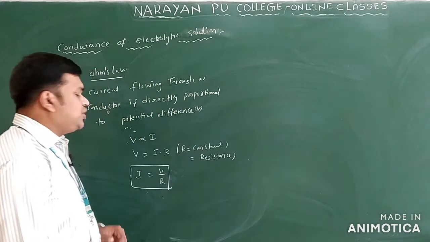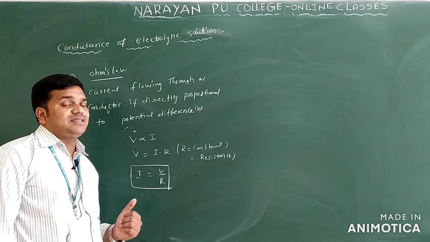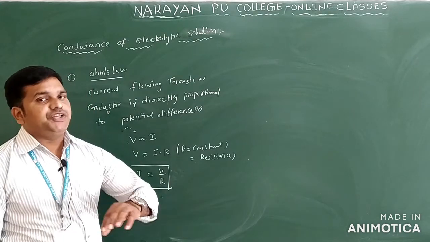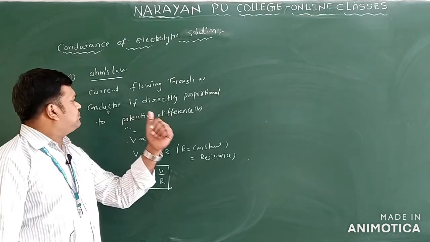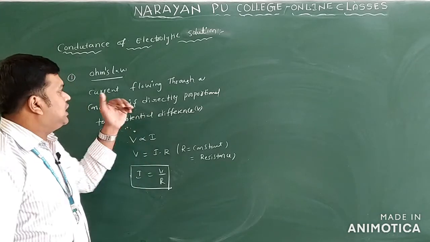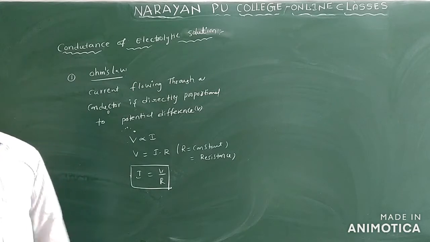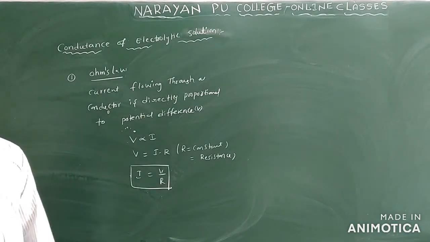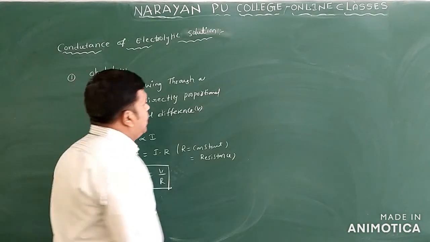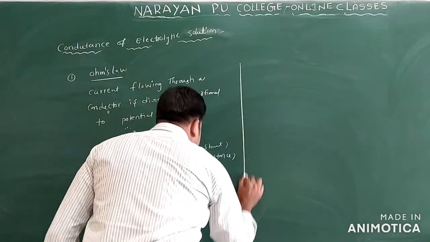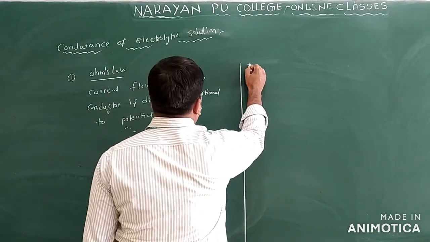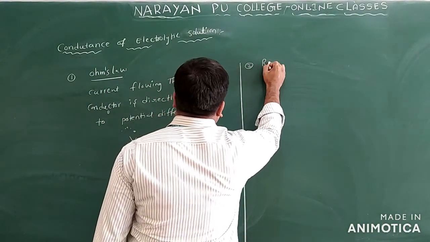I want to define Ohm's law because I want to know about resistance. To define resistance, I take this Ohm's law definition. Current flowing through a conductor is directly proportional to the potential difference. Clear? So this is regarding Ohm's law. And the second one, the basic term I want to take here, is resistance.